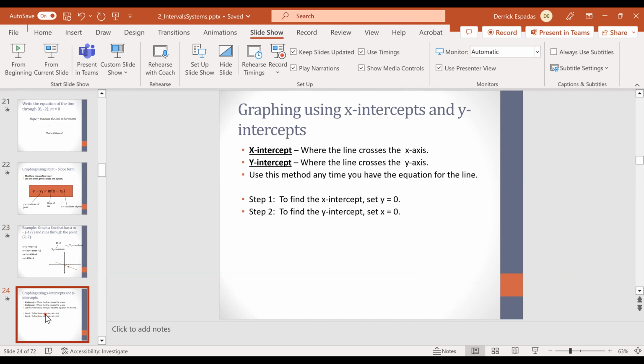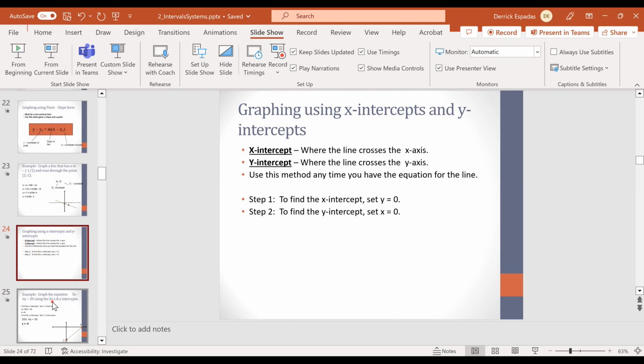Now, sometimes, the x-intercept is the same thing as a y-intercept, except it's where it crosses the x-axis. To find an x-intercept, you set y to 0. To find a y-intercept, you set x to 0, and then do a little bit of math, and we'll take a look at that.